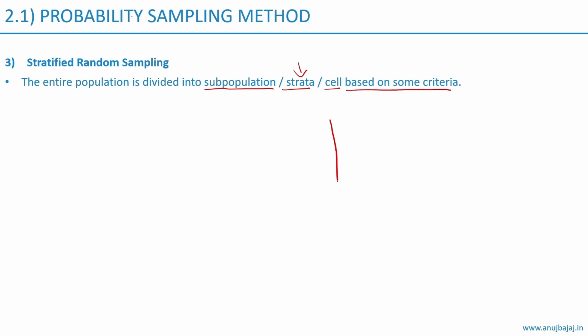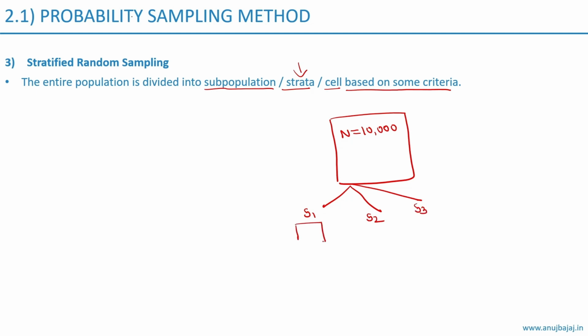So for example, if we have a population whose size is say 10,000, based on some criteria, we divide the population into 3 different strata. We have strata 1, strata 2 and strata 3. Suppose strata 1 has a size of 4,000, strata 2 has a size of 1,000 and strata 3 has a size of 5,000. So we divide the entire population of 10,000 into 3 strata based on some criteria.